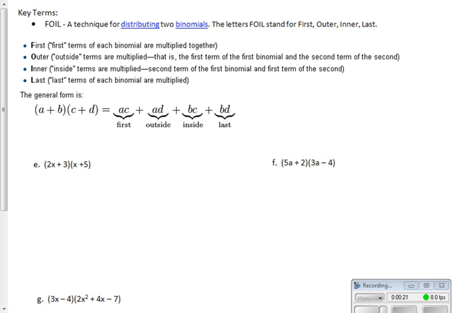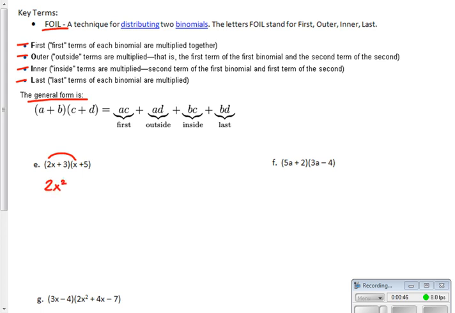The FOIL method right here stands for first, outer, inner, last. It gives us a general example right here of what's basically happening. And again, draw your arrows in to show that everything is getting distributed. So in this first example, you're going to multiply your first terms, 2x and x, that's your first, so we would get 2x squared.